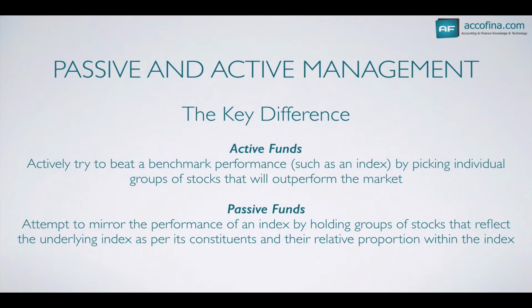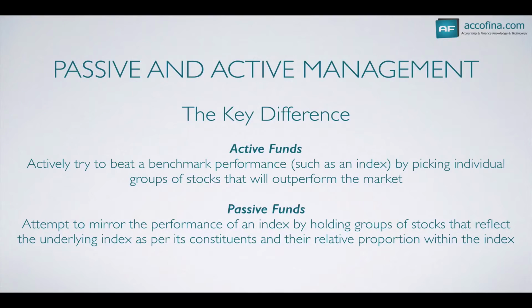So the key difference between passive and active funds management. Active funds actively try to beat a benchmark performance, such as an index, by picking individual groups of stocks that will outperform the market. So for instance, if you invest in an active fund and the active fund's goal is to do better than the S&P 500, then they will pick individual stocks from the market in the aim of beating the S&P 500.